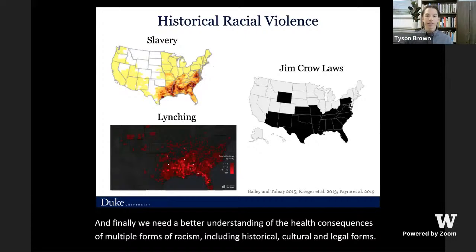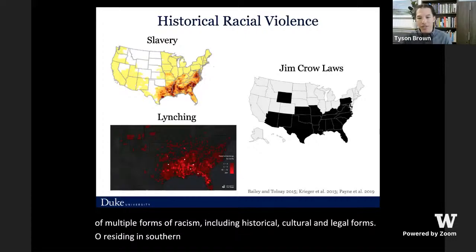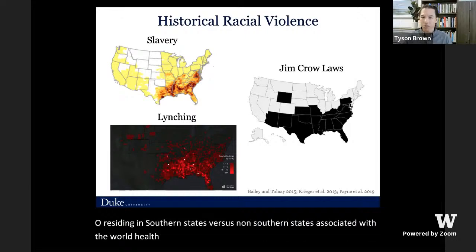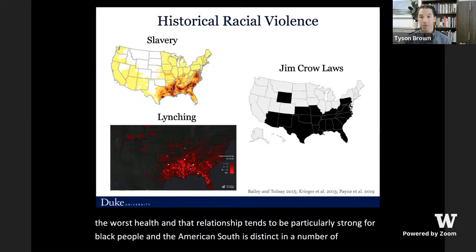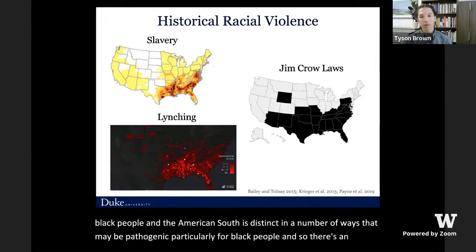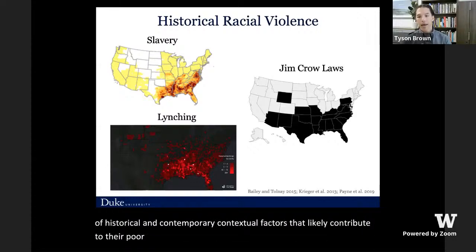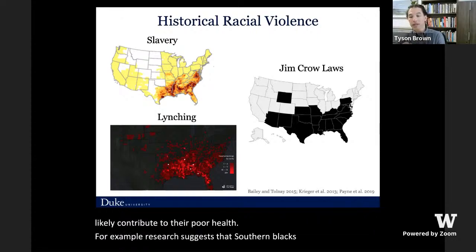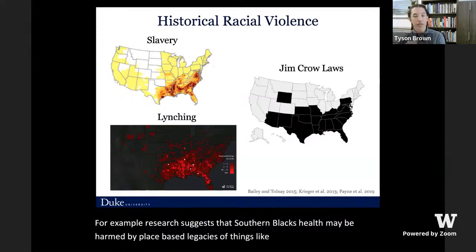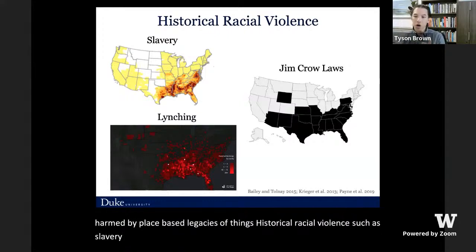So residing in southern states versus non-southern states is associated with worse health, and that relationship tends to be particularly strong for Black people. The American South is distinct in a number of ways that may be pathogenic, particularly for Black people. And so there's an array of historical and contemporary contextual factors that likely contribute to their poor health. For example, research suggests that Southern Blacks' health may be harmed by place-based legacies of historical racial violence, such as slavery and lynchings and Jim Crow. And yet the empirical evidence is still relatively thin.